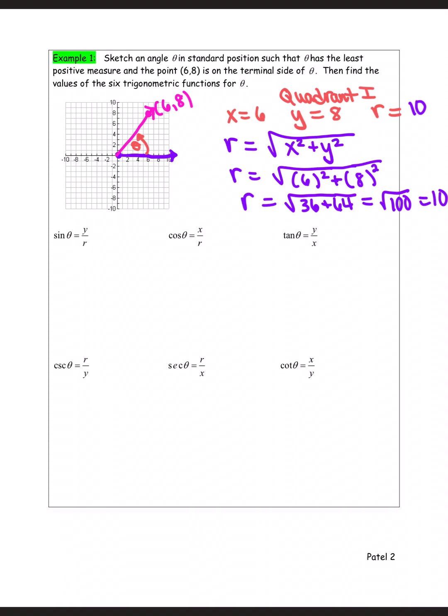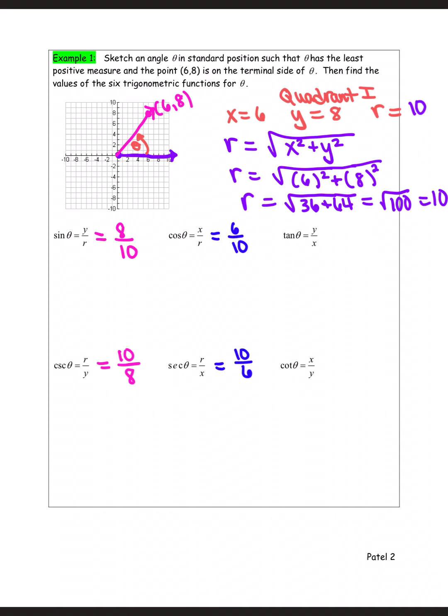So now we have sine of theta is y over r. So sine of theta is equal to y, which is 8, over r, which is 10. So we know sine of theta, so we know cosecant of theta is the reciprocal of that. So that's going to be 10/8. Cosine of theta is x over r. So x is 6, r is 10. The reciprocal of cosine of theta is secant of theta. So the reciprocal of 6 over 10 is 10 over 6.